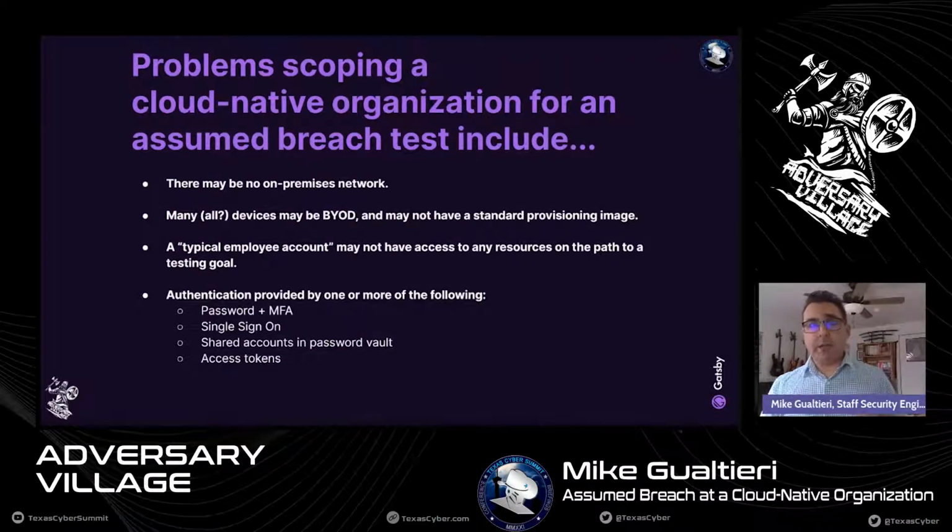And as I hinted a few times already, targeting a cloud-native organization has some problems. Namely, that whole lateral movement section I showed you a couple slides ago is completely out the window. And that's typically where all the magic happens in a penetration test. So our problems include there might not be any on-premises network. And this is a big one because it completely neuters the ability to move laterally between computing resources and users. This is where credentials are typically gathered and more resources and access is gained.